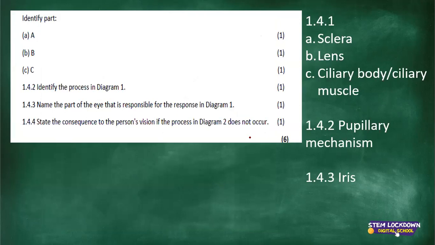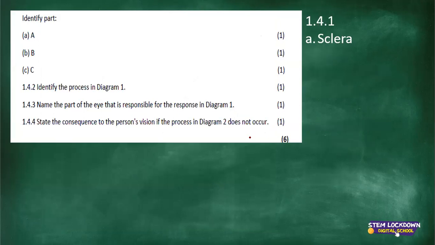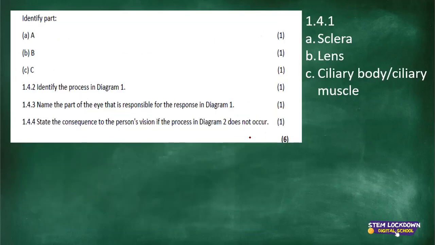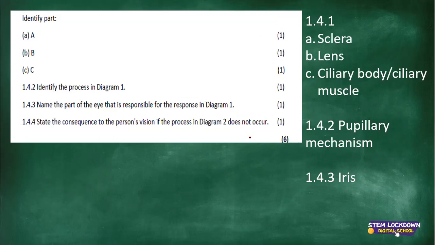Then 1.4.4. State the consequence of the person's vision if the process in diagram two does not occur. So if the process here in diagram two does not occur, you see, where in one part the lens is constricted and in the other part it's dilated, it has increased. The ciliary body controls the movement there.